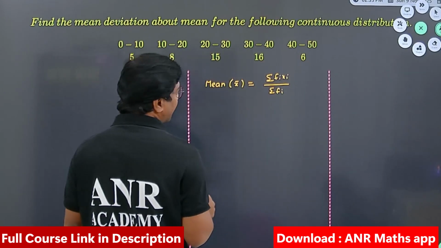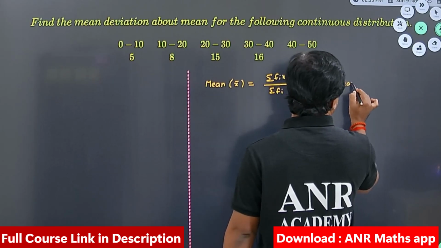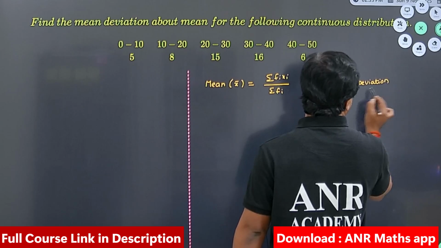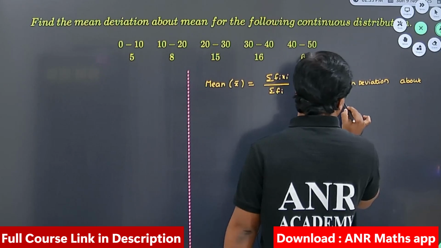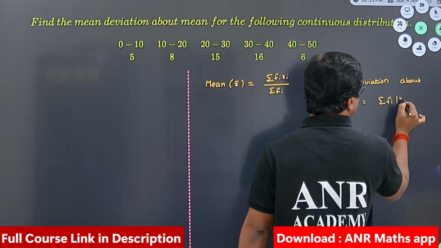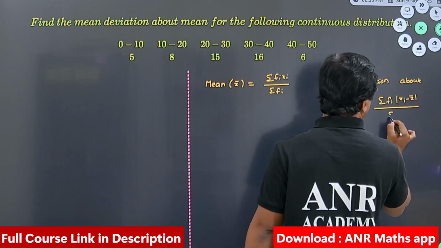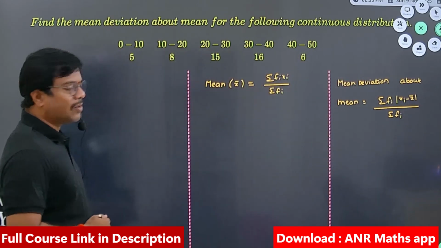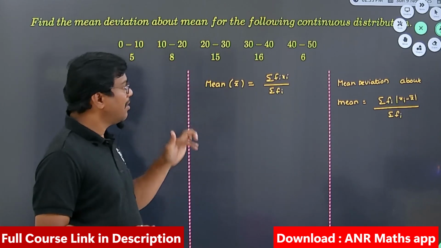Next, the mean deviation formula I am going to write here. Mean deviation about mean. Here the formula is summation Fi absolute value of xi minus mean, divided by summation Fi. So to find mean deviation about mean, it is required first to find the mean.